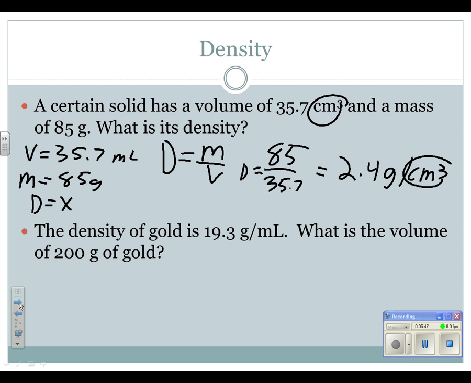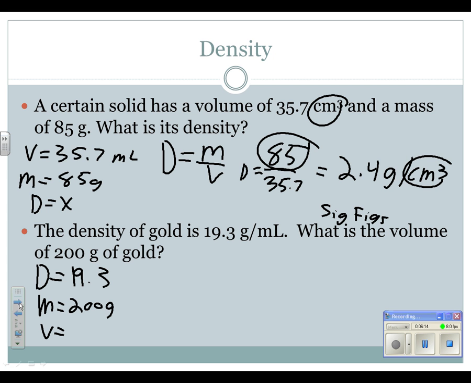Also, you can't forget your sig figs. We only have 2 here, so our answer can have no more than 2 significant figures. Please keep that in mind as you're doing all the math that you do in all of your classes. So the density of gold is 19.3. And it has a mass of 200 grams. We're trying to find the volume.